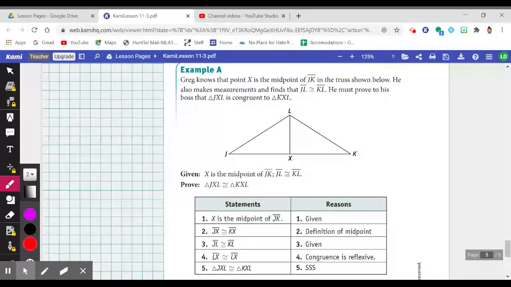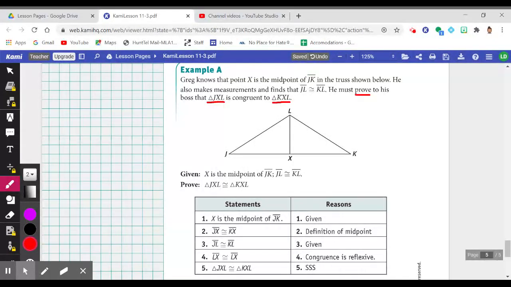Example A, we actually start seeing, don't forget that these triangles are from trusses from, I believe, a recreational hall, Greg Carpenter, in fact. So Greg knows that point X is the midpoint of JK in the truss shown below. He also makes measurements and finds that the length of JL is congruent to KL. He must prove to his boss that triangle JXL is congruent to KXL.